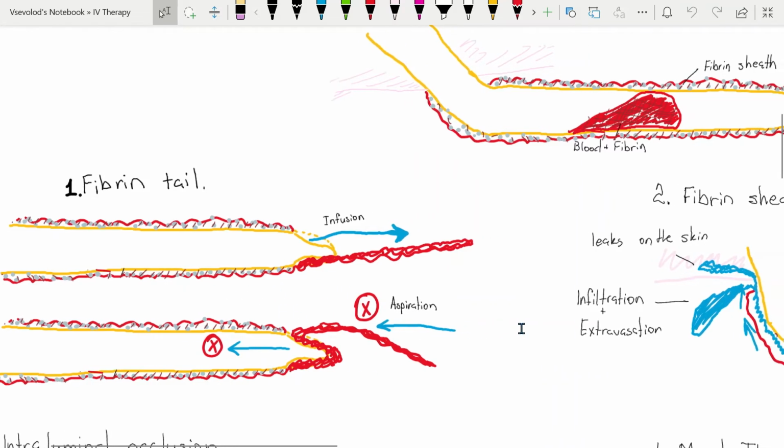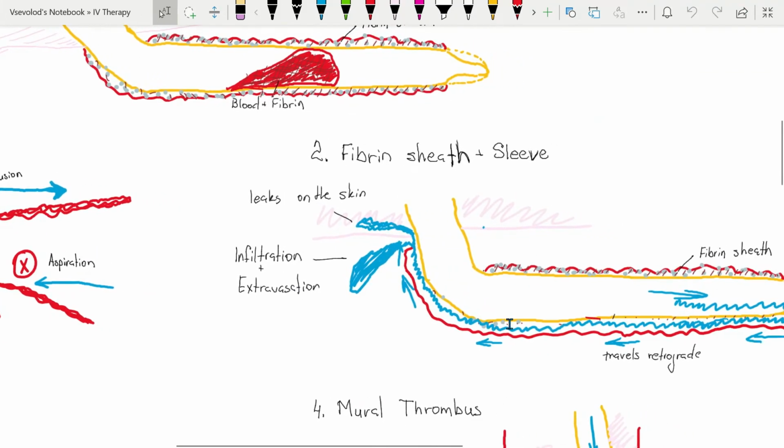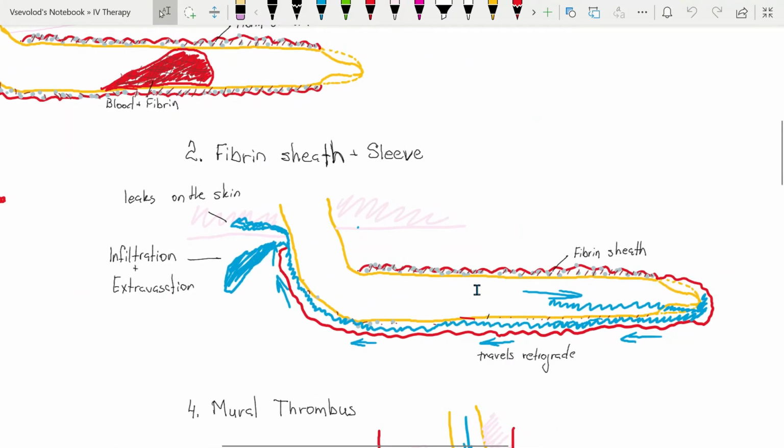The second type is a fibrin sheath or sleeve. A layer of fibrin coats the entire exterior wall and tip of the catheter. When the fibrin sheath develops, it encases the catheter tip. Any solution that is administered can travel retrograde, or backwards, to the insertion site. This can result in infiltration and extravasation. Infusates may be observed on the skin and under the skin.